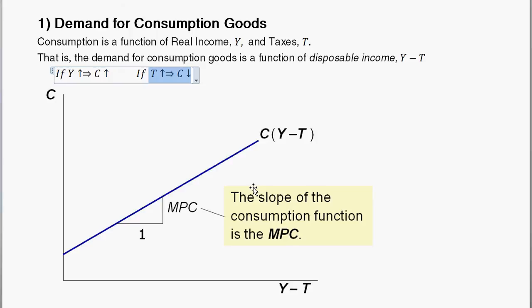That's some tweak that we can make to the model later on. You can imagine a test question where it's like, given a change in the marginal propensity to consume, what's going to happen? So that's the demand for consumption goods.